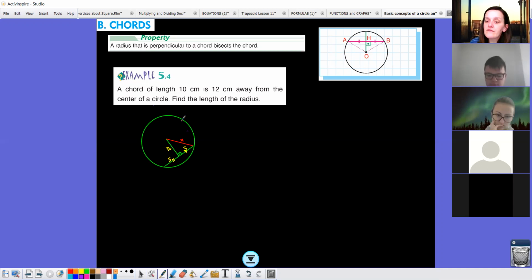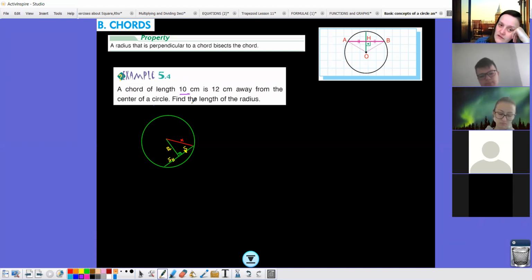So here the figure is given. As I said, normally this question does not give the figure. We have drawn here the circle and the chord, and it says that it is 12 centimeters away from the center. If we draw it perpendicular to find exactly the distance from the center to the chord, it's 12, it's given. And because this is perpendicular, it will bisect the chord into equal parts: 5 here, 5 here, because it is 10 totally.